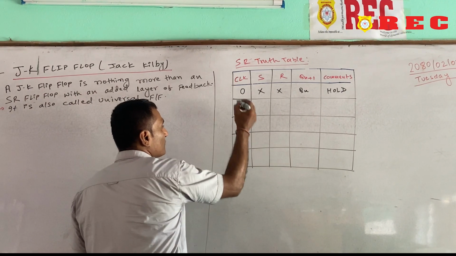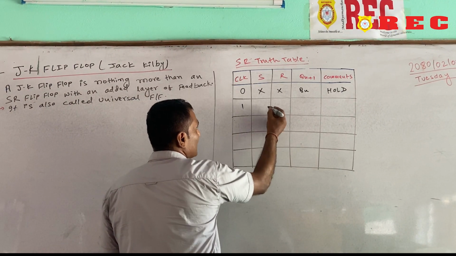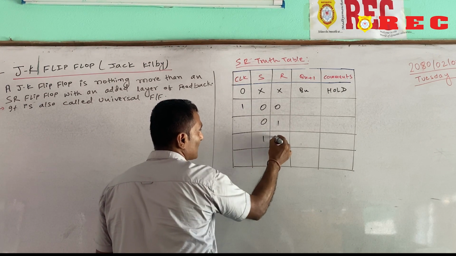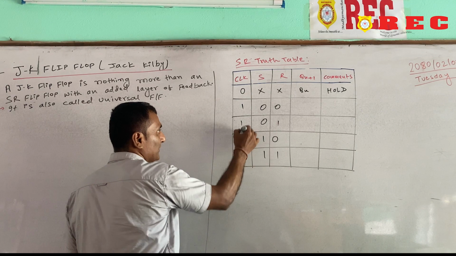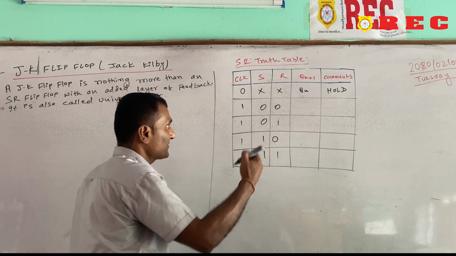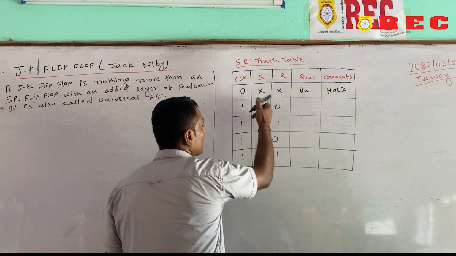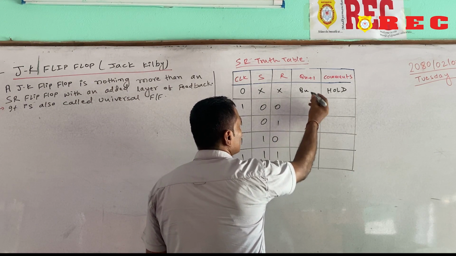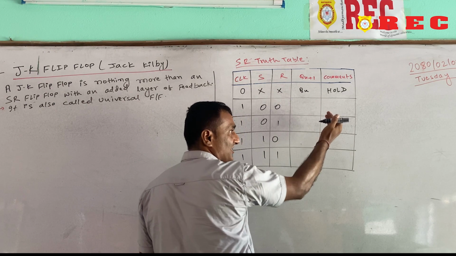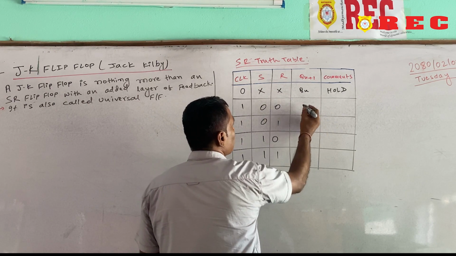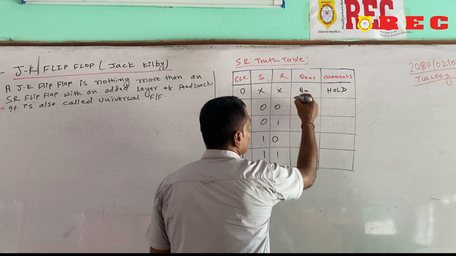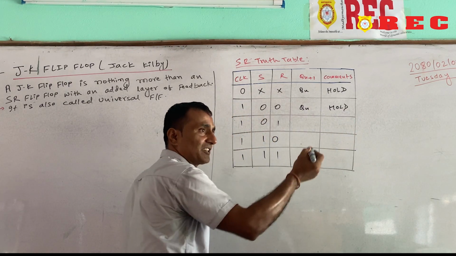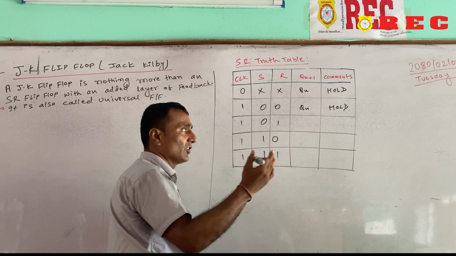And if the clock is 1, there may be 4 conditions, because there are 2 inputs: 00, 01, 10 and 11. When the clock pulse is 1 and S is equal to 0, R is equal to 0, then Qn plus 1, the next state, will be Qn, what was the last one. So we can also say this is the hold state, memory state, previous state.